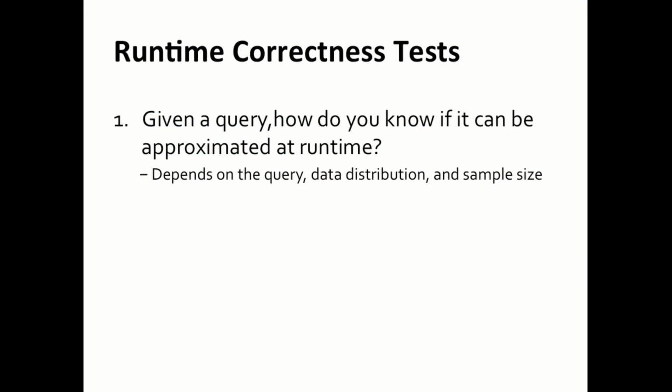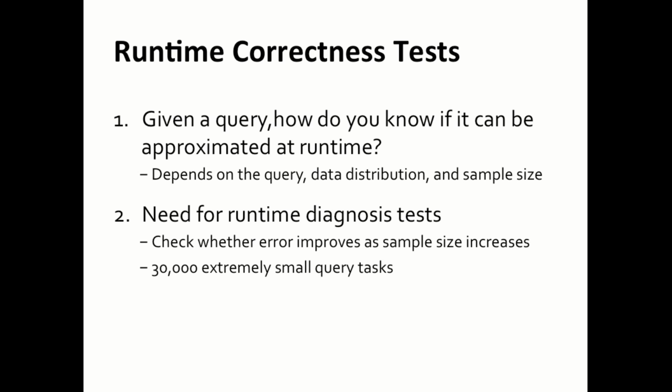So the question that we are asking is essentially, given a query, how do I really know if it can be approximated? And this should be done at runtime, because it depends, first of all, on the query that's asked. It's a property of the underlying data distribution and the sample on which the query operates. All these things indicate whether a particular query can be approximated or not. Again, I'll not go into the details of the diagnostic test, but we have a good diagnostic test which can give us this indication.